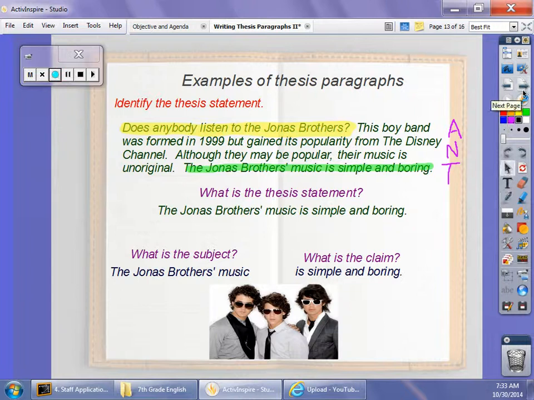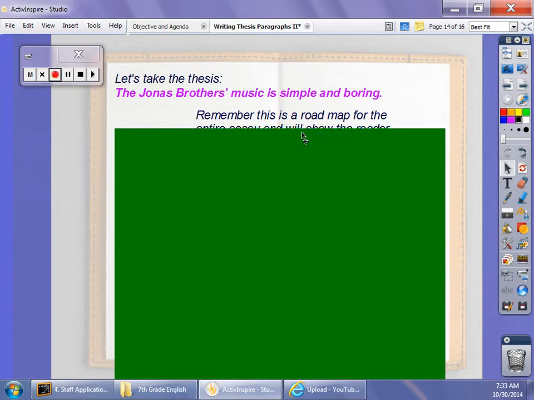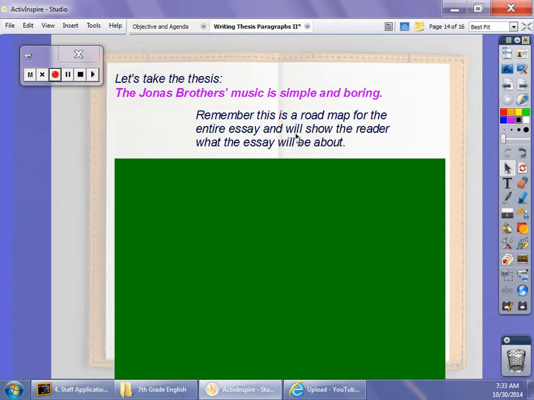And so let's dive deeper into the thesis statement. The Jonas Brothers' music is simple and boring. Okay, that's the thesis. Now, remember, this is a roadmap for what the entire essay will be about. What will the reader be reading? Okay, now if you look here, you actually have two claims. First, that it is simple, and second, that it is boring. And we're going to see how these two help organize your essay.